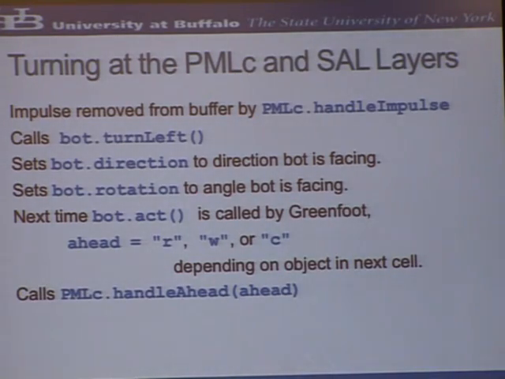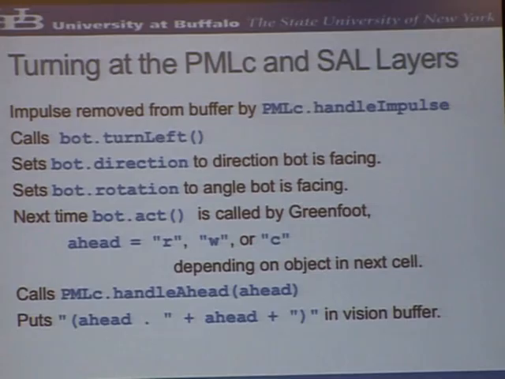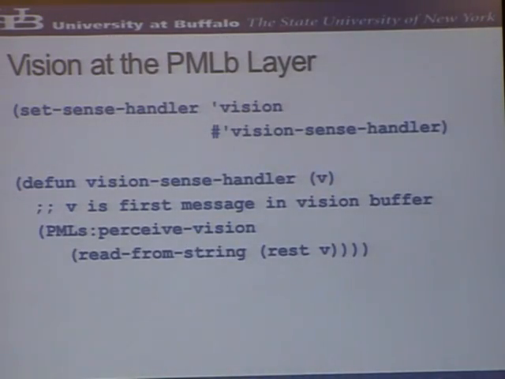and it calls PMLC handle ahead, that is this value, RW or C, which puts ahead, the string that looks like ahead dot whatever this value is, RW or C, in the vision buffer. Actually, there's a list whose first argument is a timestamp, but I don't know what John does with the timestamp. Now back up at the PMLB layer, the sense handler for the vision modality is the vision sense handler. It takes the first message off the vision buffer, calls PMLS function perceive vision, and it reconstructs a Lisp object from that string.